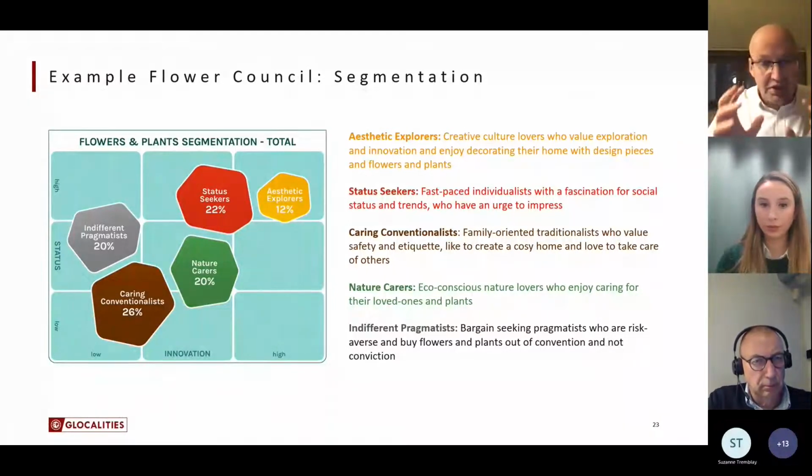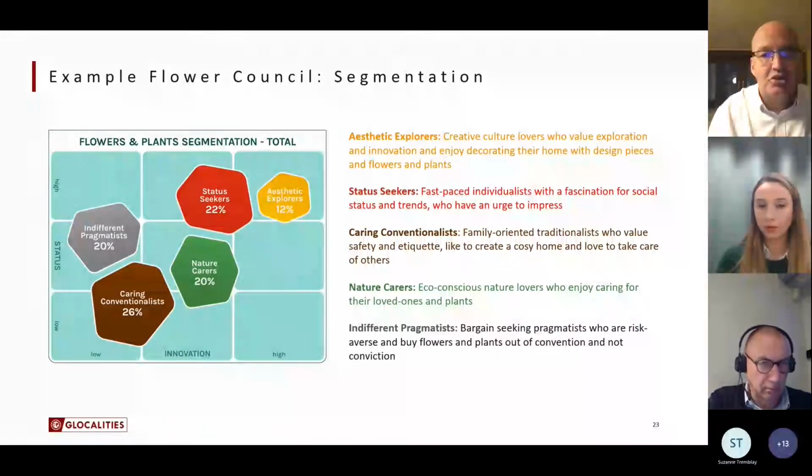Now, based on this, we selected 3 target audiences and 2 key target audiences to focus on, where we thought this is where we can grow, this is where we can send a message to, and this is where we can reap the benefits.